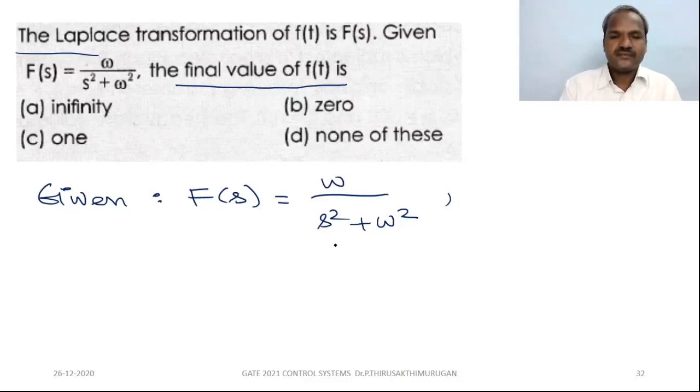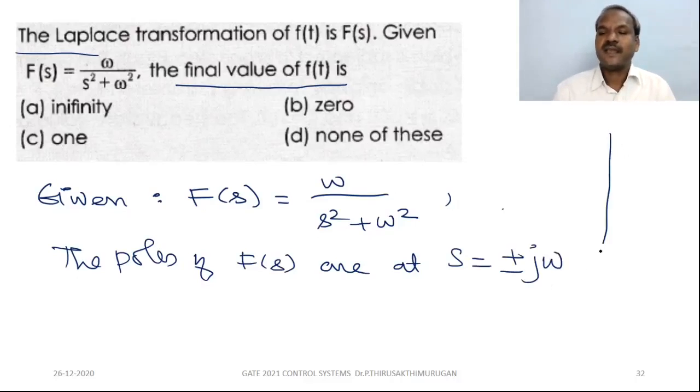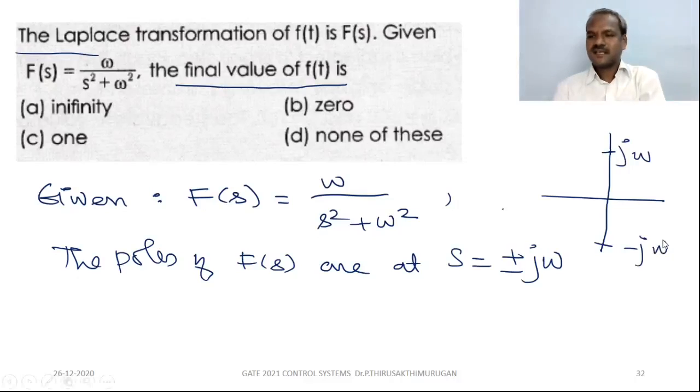First find the poles of f of s. The poles of f of s are at s equals plus or minus j omega. So in the s plane, plus j omega and minus j omega, the poles lie on the imaginary axis. So the system or function oscillates. This is marginally stable. It oscillates with a fixed amplitude and frequency omega radian per second.